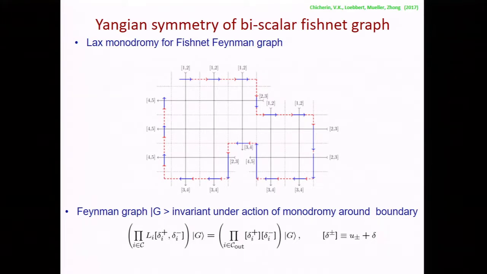This product acts on the graph G as if it acts on a wave function of a spin chain. But only the wave function, the coordinates of the wave function are external coordinates of this graph, and the action is diagonal. It's just a factor times this graph. Here is the definition of the shifts.